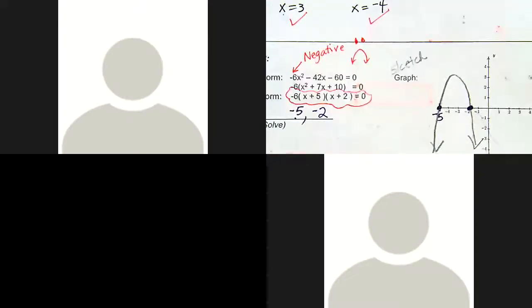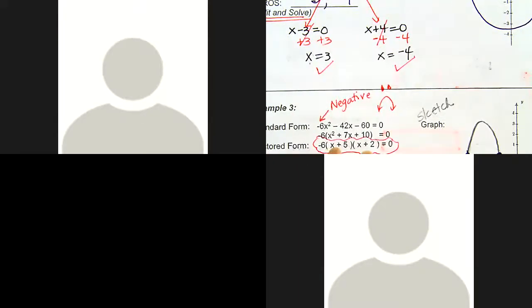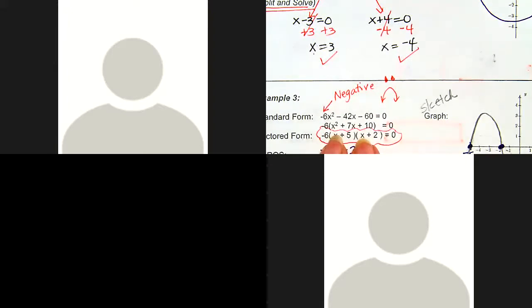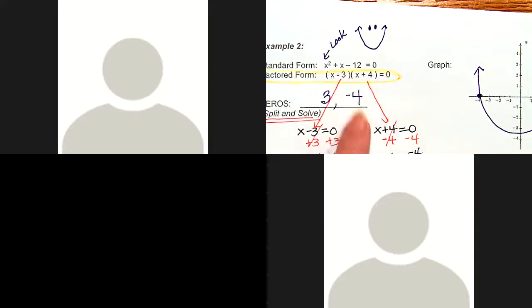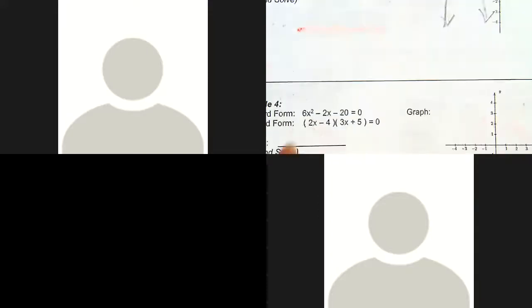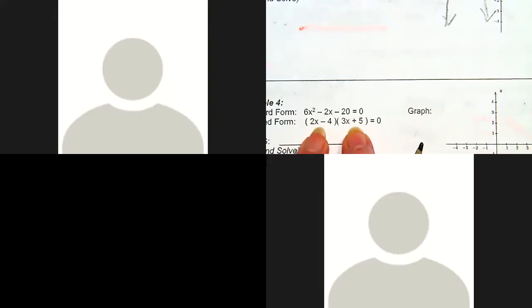Okay, so we used the opposite trick and it worked on this one. We use the opposite trick on this one. Can we use the opposite trick here?